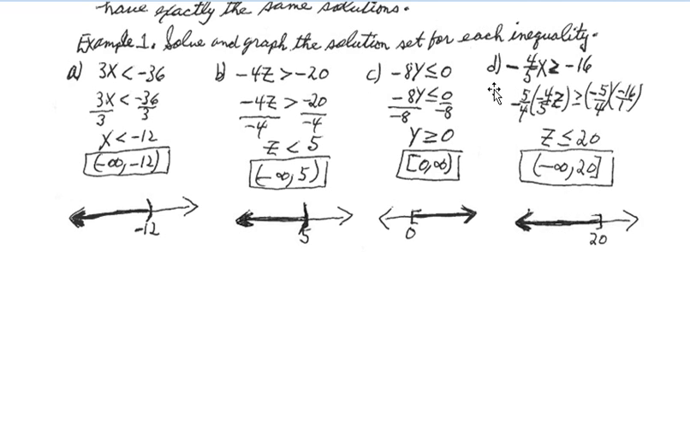D. Negative 4/5 x is greater than or equal to negative 16. Once again, the variable term is isolated, but we have a fraction being multiplied onto that variable. Consequently, we'll determine the reciprocal of that fraction and multiply both sides of the inequality by that reciprocal, which in this case is negative 5/4. But as we multiply both sides by negative 5/4, we have to remember to reverse the sense of the inequality.